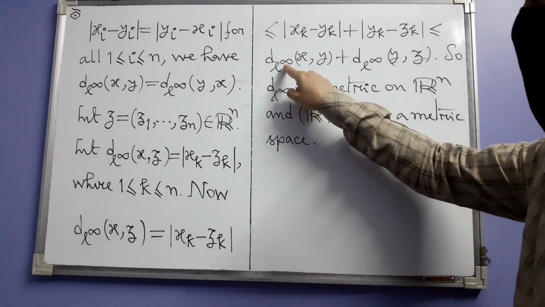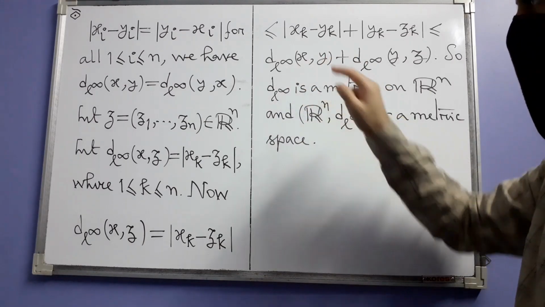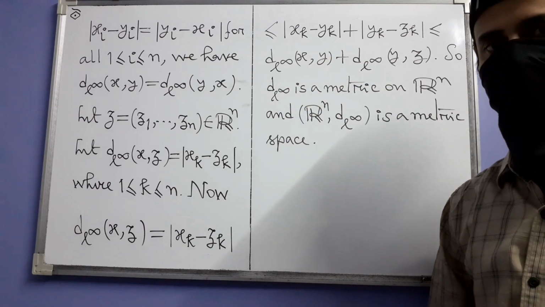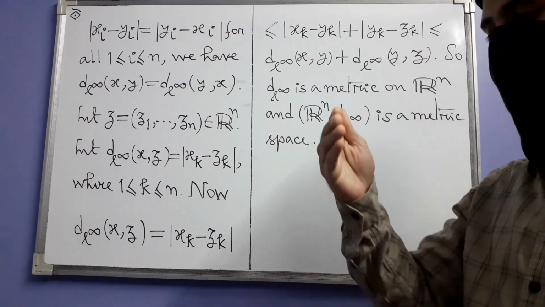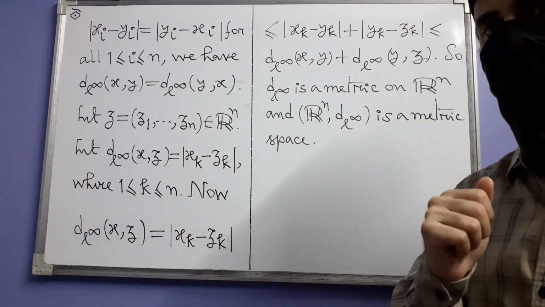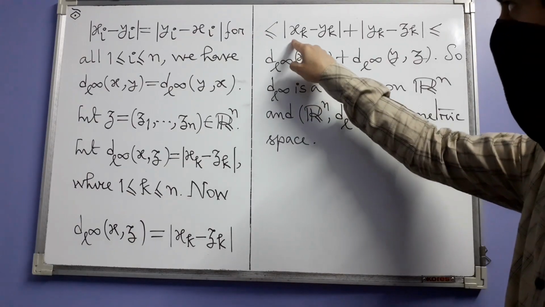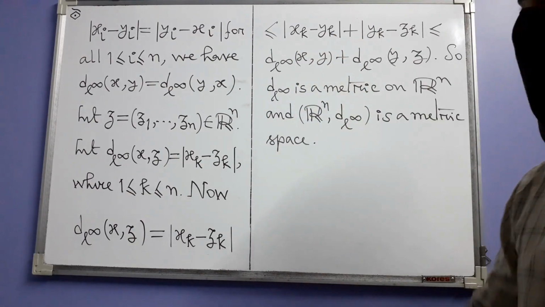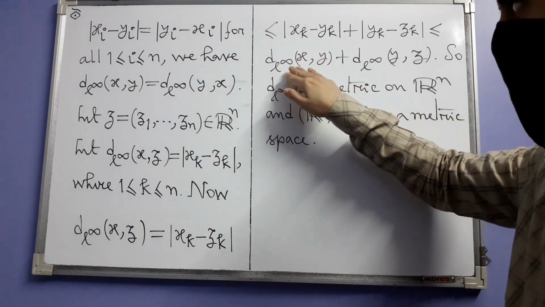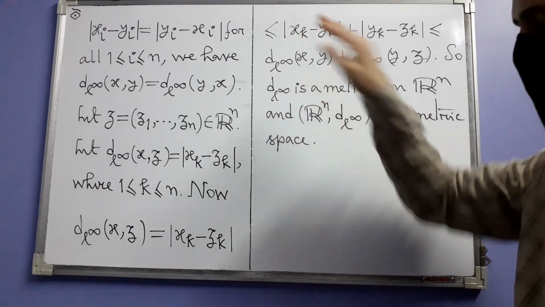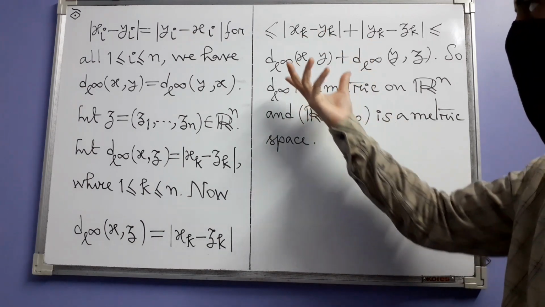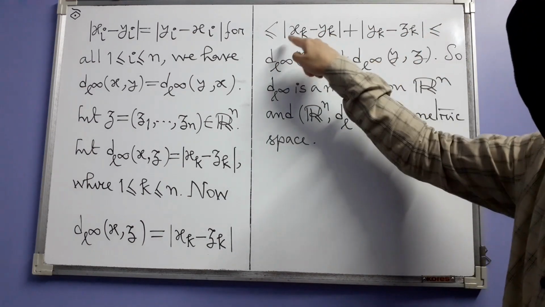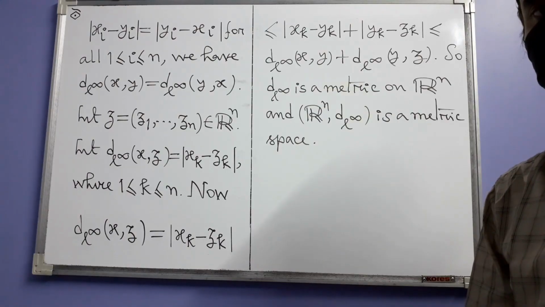Now you think of d_L-infinity value of x comma y. It is the supremum of all real numbers of the form mod xi minus yi. This is one such number. So this d_L-infinity value may not be equal to this, but because it's the supremum of all such numbers, this is greater than or equal to this.